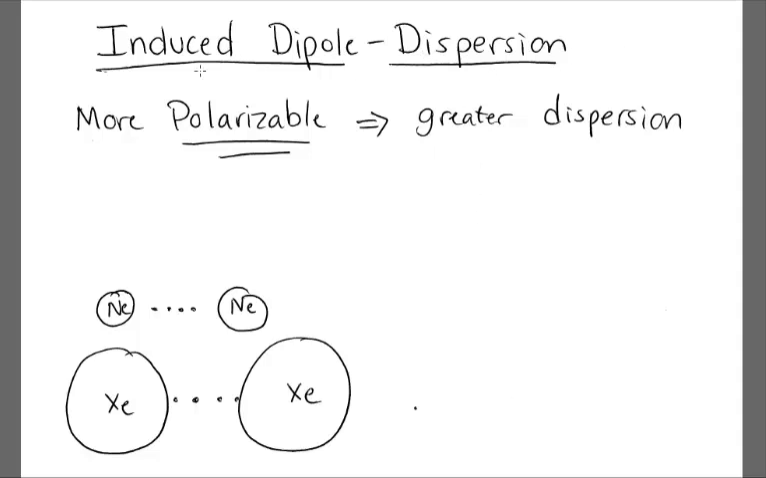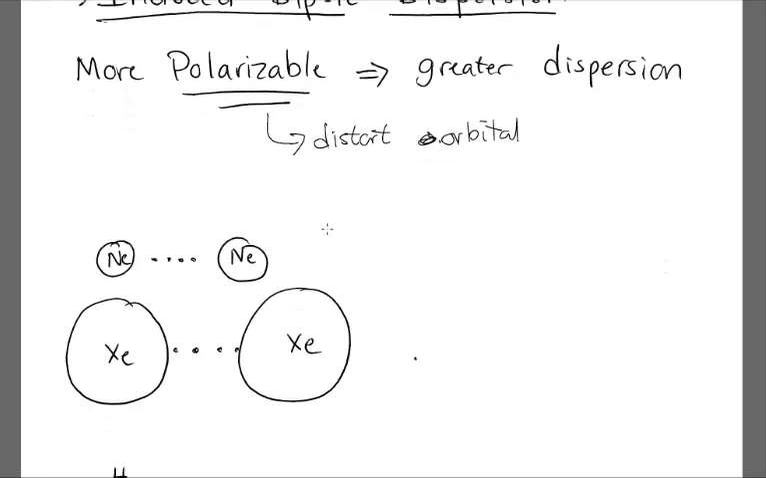And remember, dispersion is caused by an induced dipole, a temporary induced dipole. So we talk about the concept of polarizability, which is the ability to distort the electron orbital. And so the more polarizable, the greater the dispersion forces. So we can compare two rare gases. We can look at neon bonded to neon and xenon bonded to xenon. And size makes a big difference.